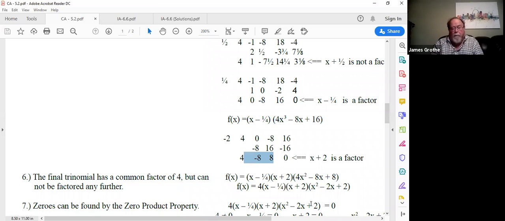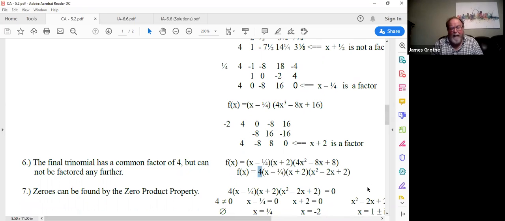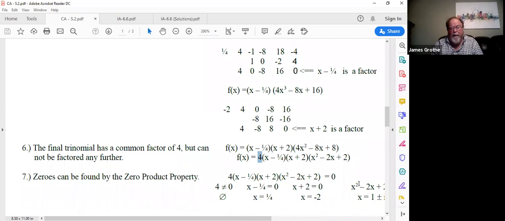Now we're pretty close to being done. You'll notice that this trinomial here has a common factor of 4. So I'm going to take 4 out of each of those, bring that out front, and that'll leave me with x squared minus 2x plus 2. So now I've factored it. That's about as far as I can factor it.